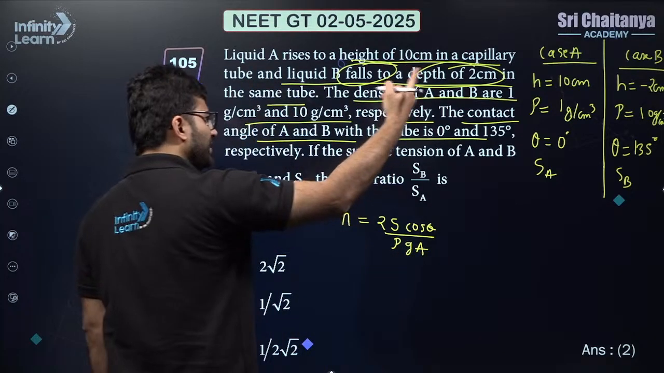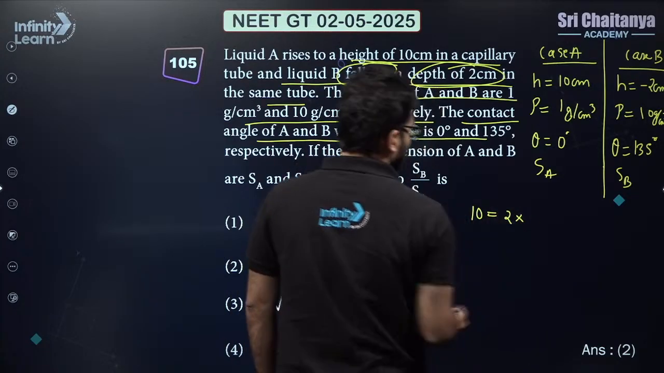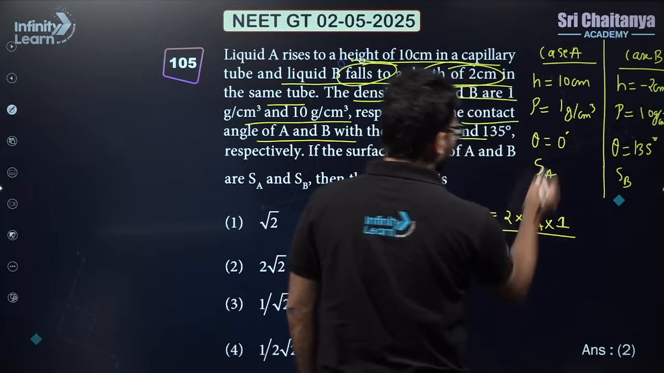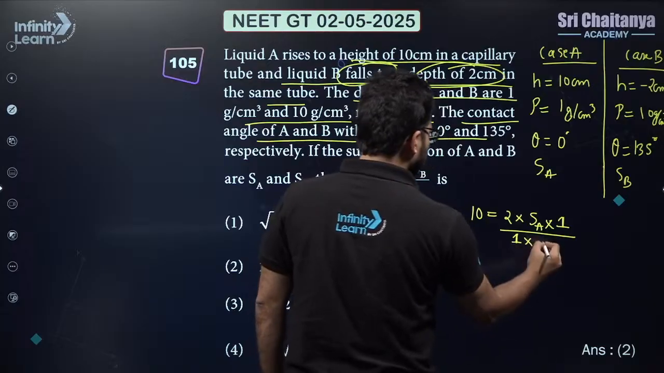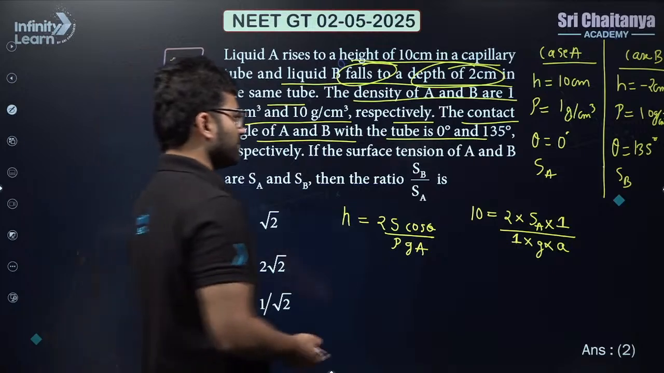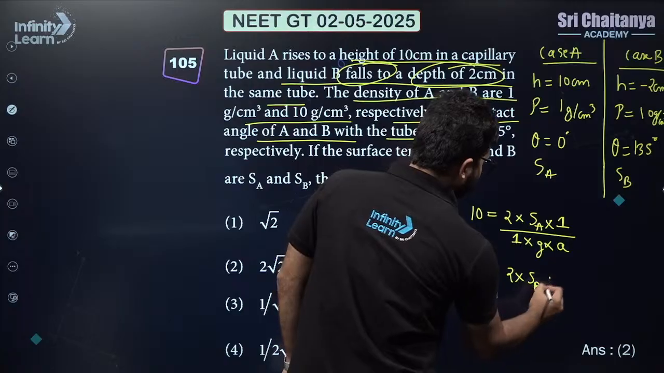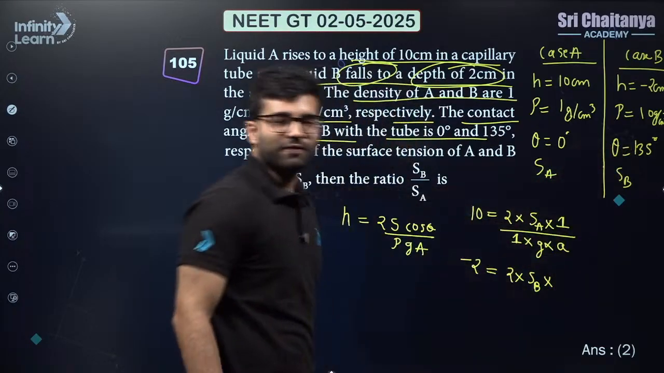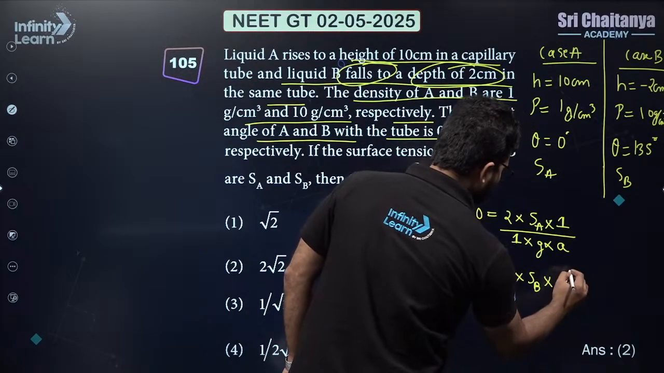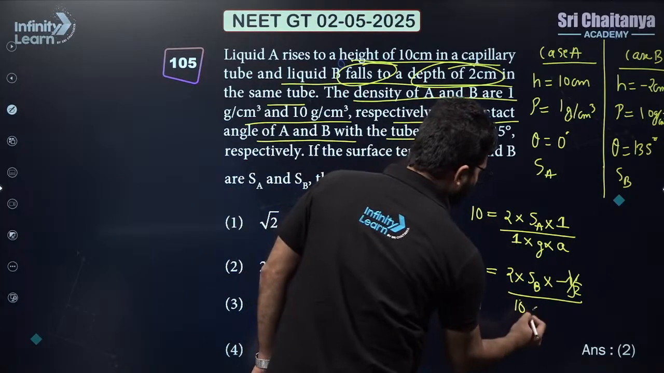So first I am writing for case A. For case A, it would be 10 is equal to 2 times the surface tension of A multiplied by cos 0, which is 1, divided by rho, which is 1, into G into A. So A is basically the radius of the tube, which is constant in both the cases. Again, in the second I will write minus 2 is equal to 2 into surface tension of B multiplied by cos 135. What is cos 135? Minus 1 by root 2, right? So that is minus 1 by root 2. Density is 10 into G into A.